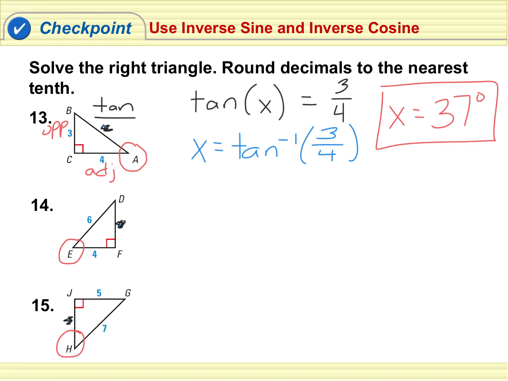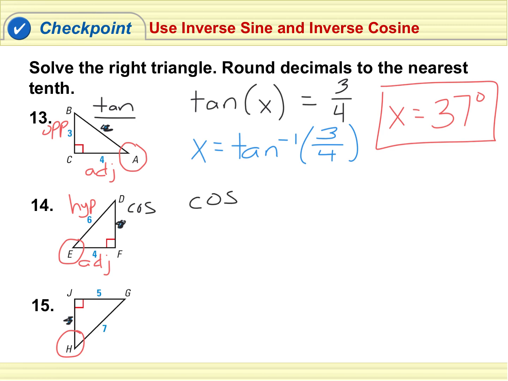Okay. So, on number 14, we're doing angle E. We need to label the sides. What's 4 compared to angle E? Adjacent. What is 6? Why is that one the hypotenuse? Because it's the longest side and it's across from the right angle. So, what do we need to decide next? Which one is adjacent and hypotenuse? Cosine.